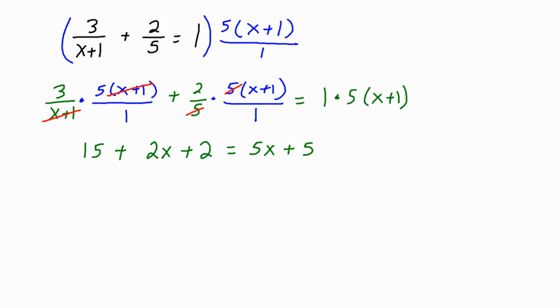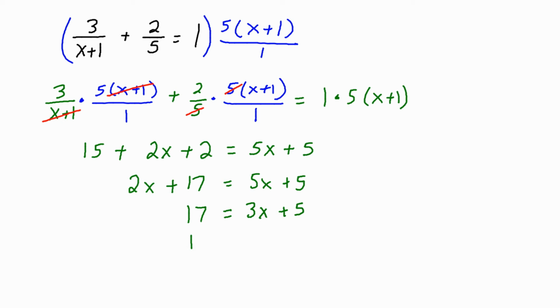Adding my like terms, 2x plus 17 equals 5x plus 5. So I need to solve for x, first by subtracting 2x from both sides. 17 equals 5x minus 2x is 3x, and bring down the plus 5. Then subtract 5 from both sides.